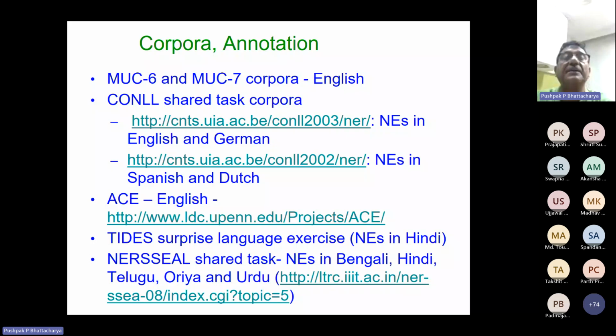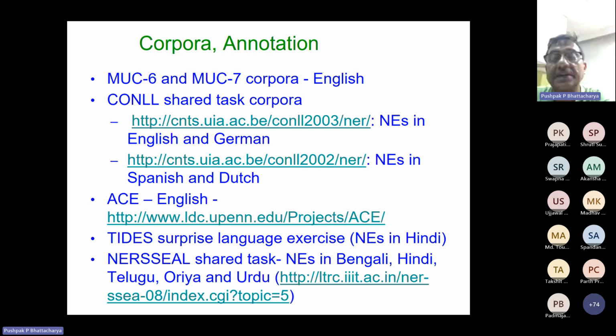Now, named entity recognition requires corpora and annotation to be able to use machine learning techniques. So there are some famous corpora. For your assignment, you are using probably the most famous corpus, which is CoNLL, Computational Natural Language Learning. So this first URL, CoNLL 2003 NER, here named entities are in English and German. Then the other one is containing named entities in Spanish and Dutch. ACE is a very important resource. It has names as well as relations. So it is an entity extraction corpus.